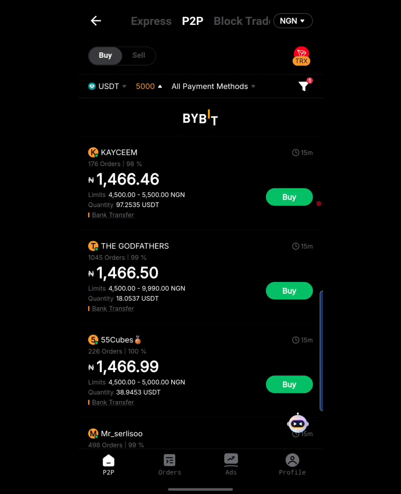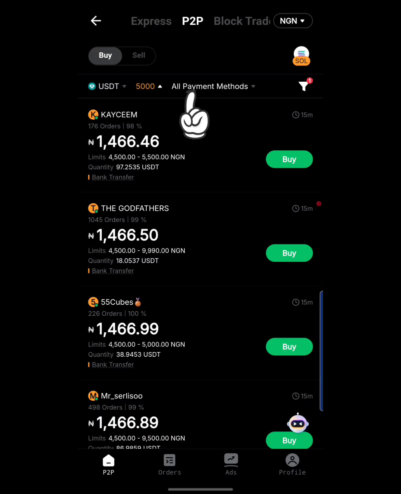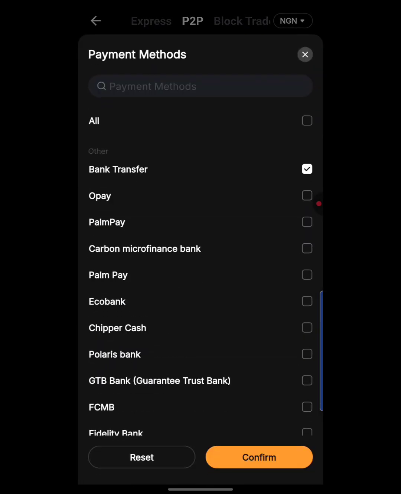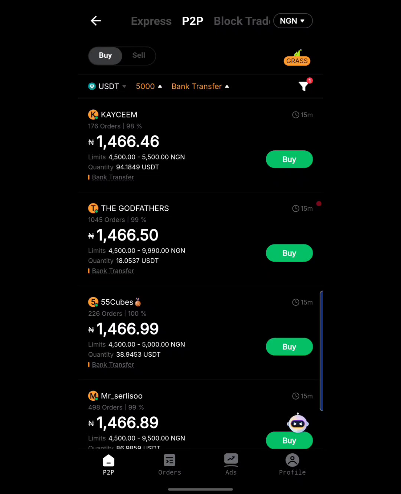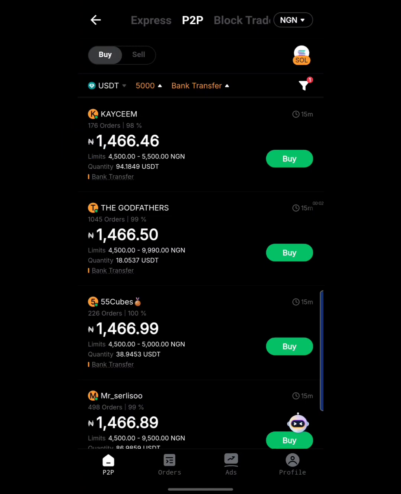All right, so over here that says all payment method, I'm going to hit on it and select bank transfer, guys. I'm going to hit on confirm. So as you can see, the current selling price right now is around 1466.46. So now that we know the price, guys, we can simply set our ad a bit lower so people can come buy from us instead of this guy right here at the top. You can just set it to be 1466.45, since this guy right here is 46. So when we set it to be 1466.45, our ad is going to be at the top right here.